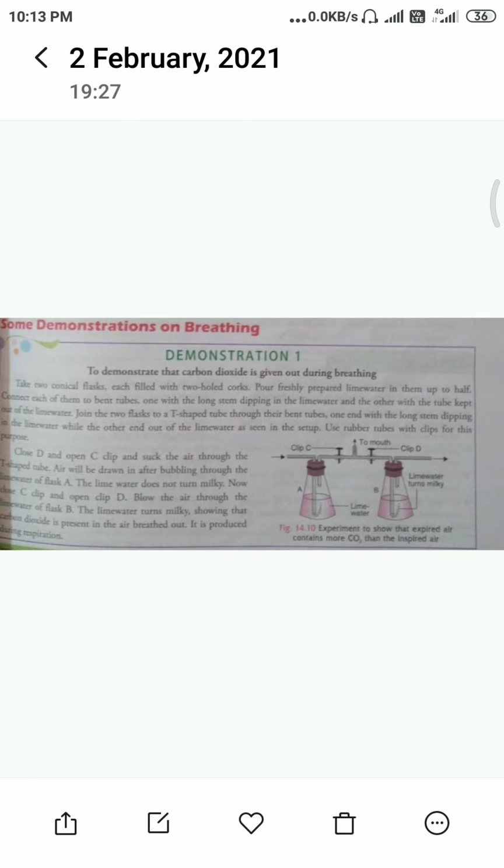The first L-shaped structure is put inside conical flask A and is completely dipped inside the lime water, whereas another tube is placed halfway into the flask, not touching the water inside it. It is then forwarded to the next flask and dipped completely inside the water present in flask B. Again in flask B there is another half L-shaped tube.